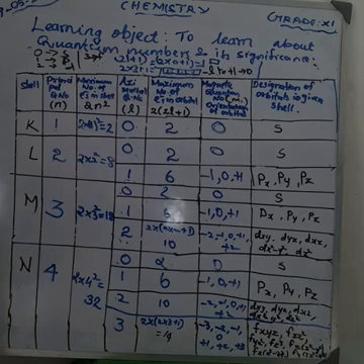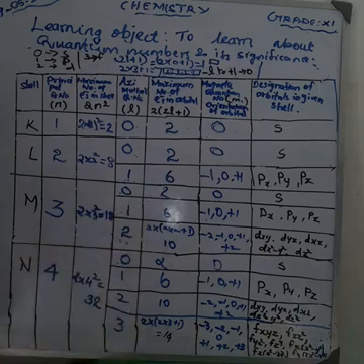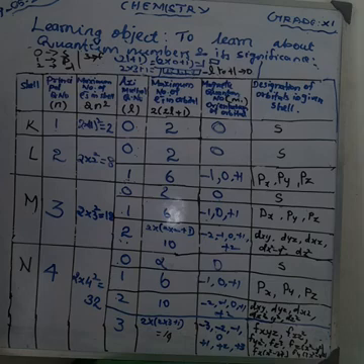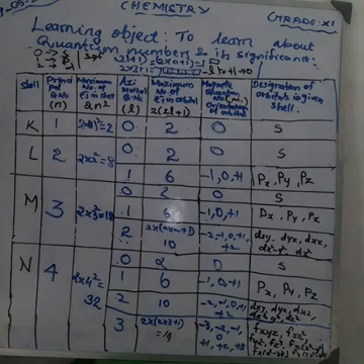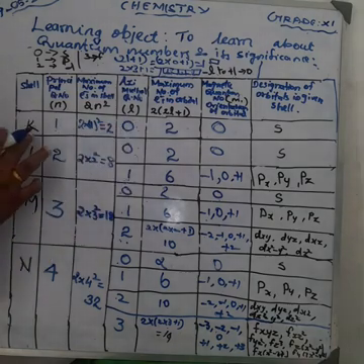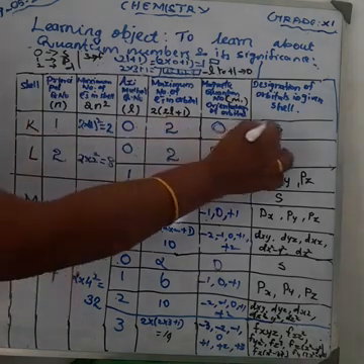Then we are writing only the orientation, but there are several s orbitals, several p orbitals, and several d orbitals. How will you give the number? First, the s orbital is placed in the first shell, the K shell. K shell means principal quantum number 1. So the designation of the s orbital is 1s.